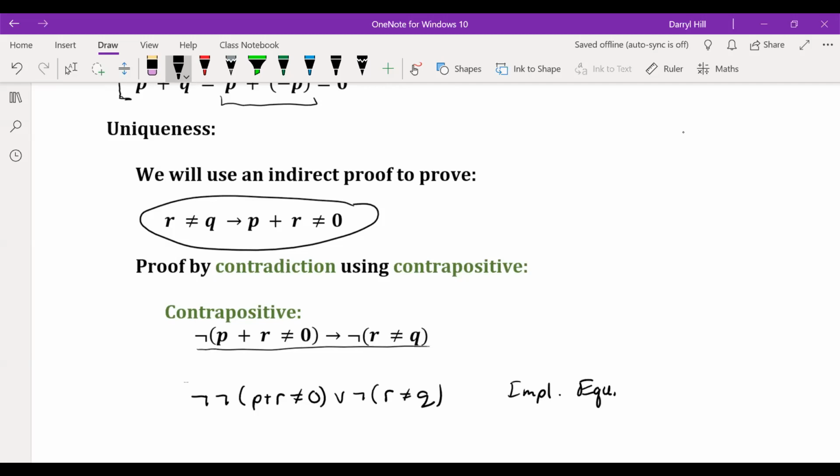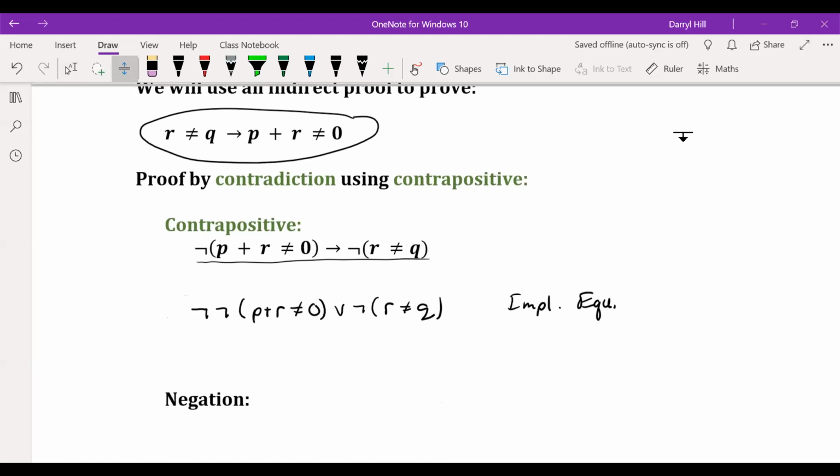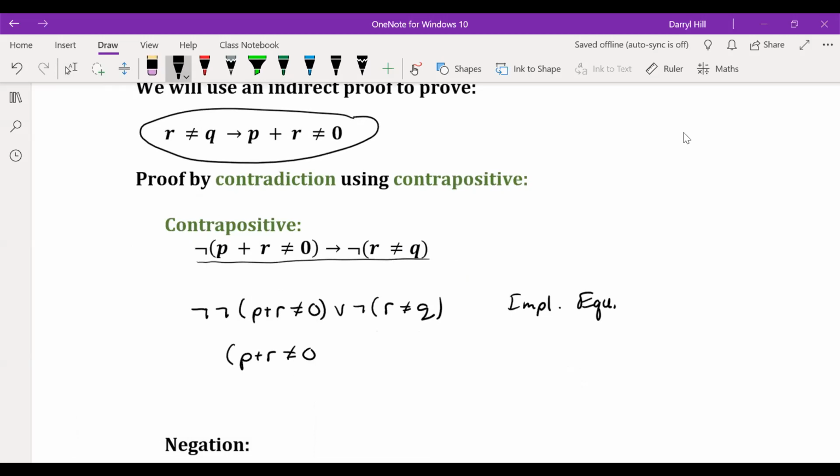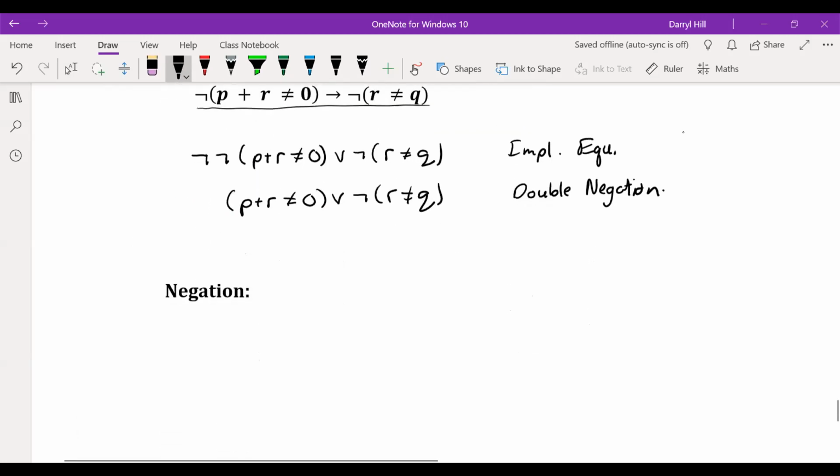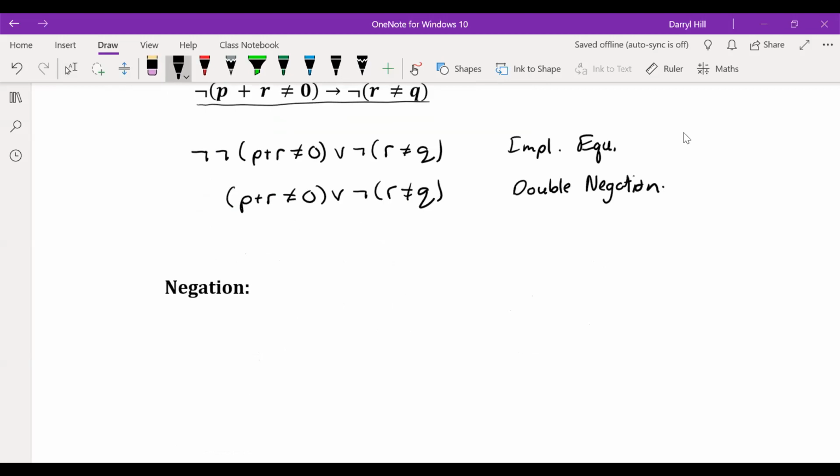Implication equivalence. And then this is P plus R is not equal to 0, or this is a double negation. And then to take the negation of that, well, we would take the negation of that, we can apply De Morgan's.